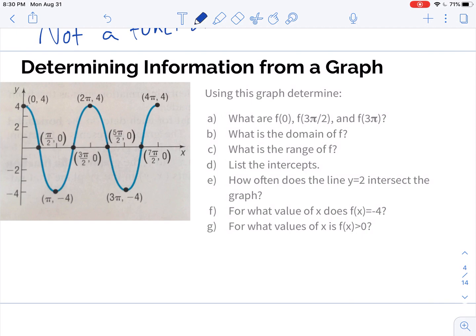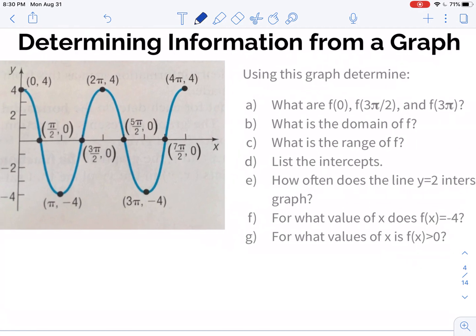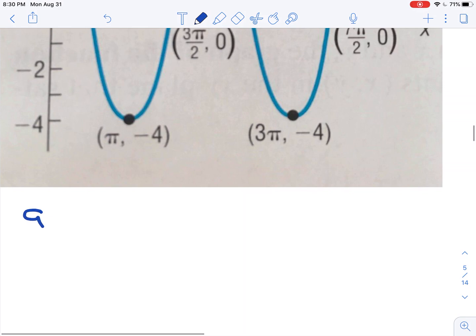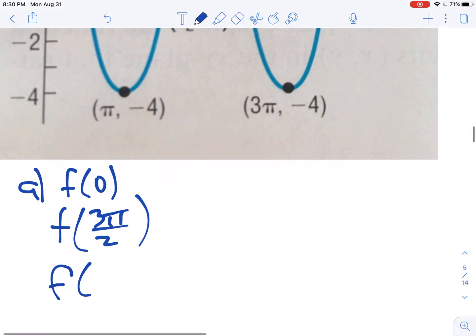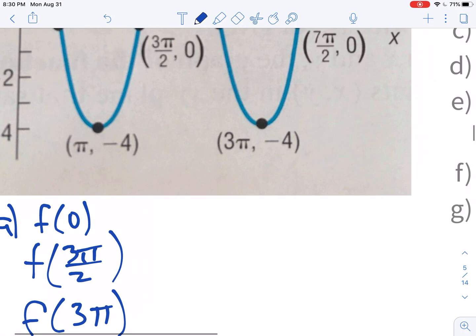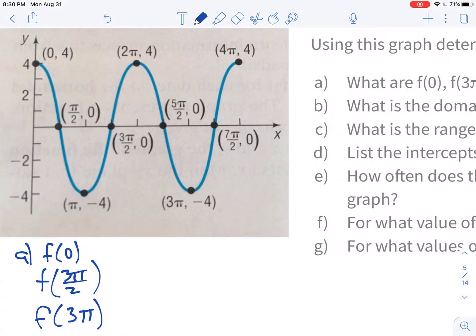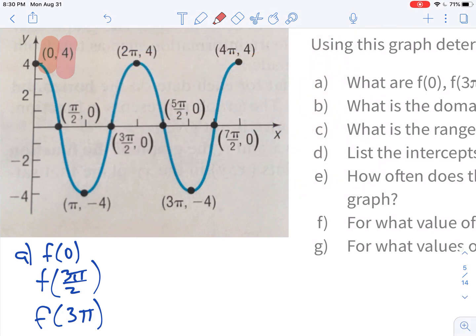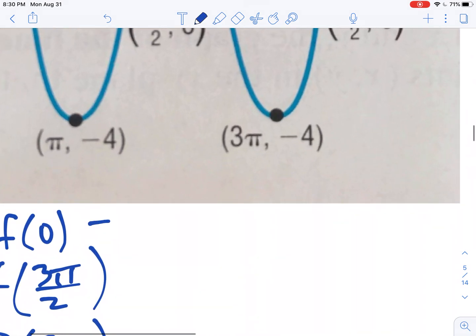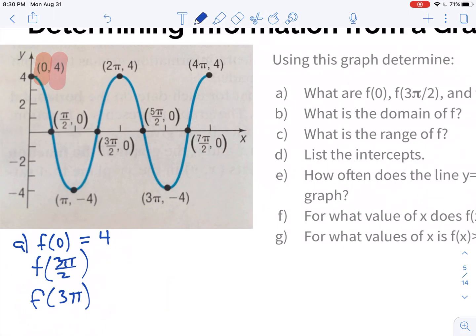For part A, it's asking us what are f of 0, f of 3 pi over 2, and f of 3 pi. What this is saying is, when x is equal to 0, what's the y value? You might not have any idea what the function of this graph is, but you can look at the graph and say, well, when x is 0, y is 4. So that means f of 0 must be equal to 4.